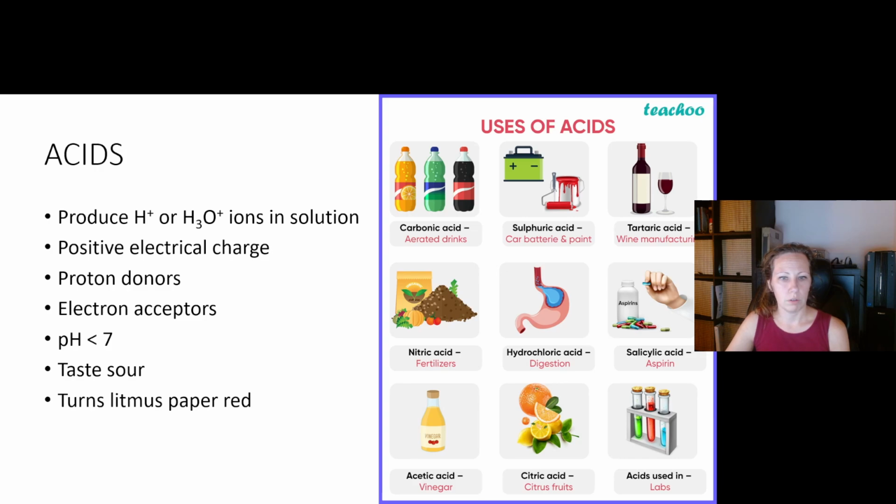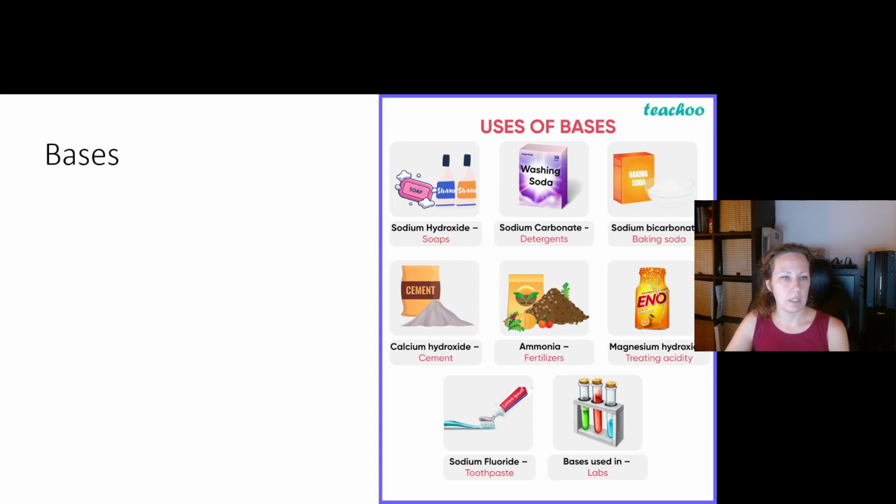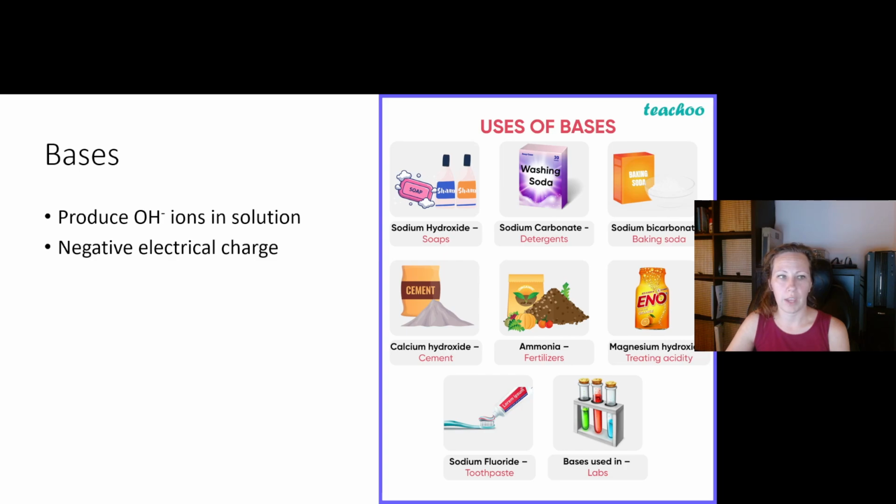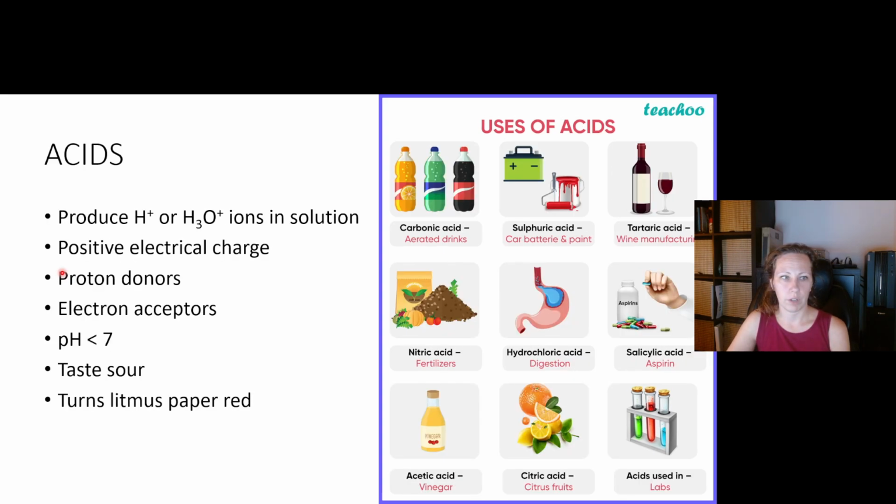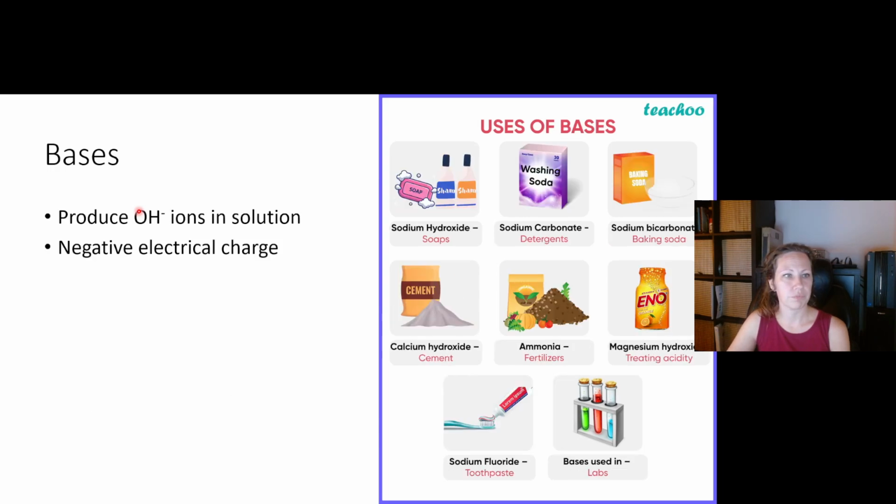So, okay. Bases, right? They produce hydroxide ions in solution, but overall they have a negative electrical charge, opposite of acids. They are proton acceptors, as we've talked about, or electron donors. And so if they don't produce hydroxide ions, they are still electron donors. So not all bases produce hydroxide ions, not all acids produce hydrogen ions or hydronium ions, but the key thing is that they are either proton acceptors or electron donors, and vice versa, proton donors or electron acceptors.